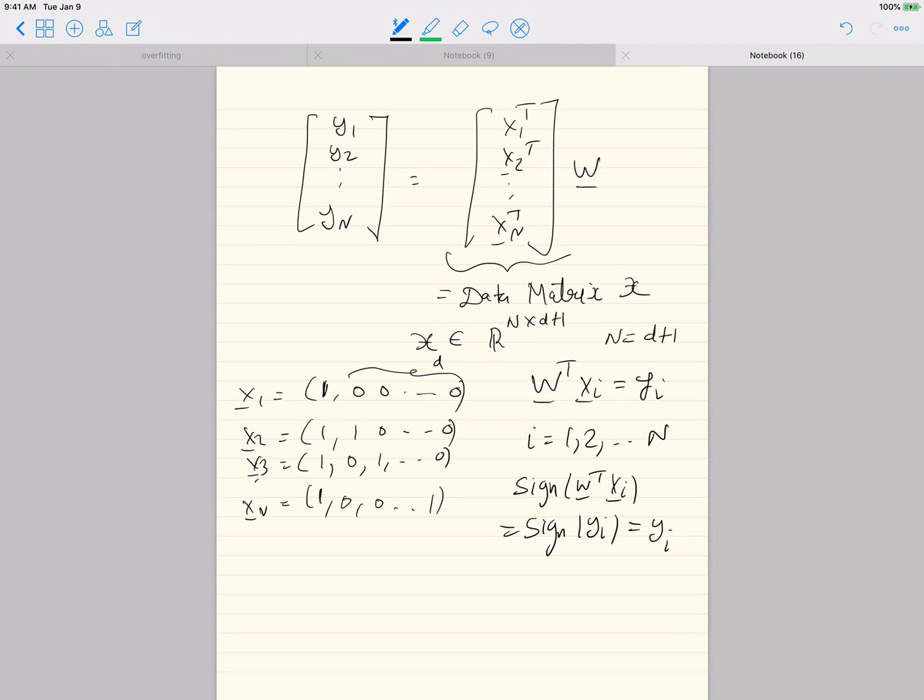So this proof formalizes the intuition we just discussed before we wrote this down. Why d plus 1 is a reasonable number. The number of variables here, the number of degrees of freedom you have, is equal to the number of elements in W, which is d plus 1. So we can solve that many equations.